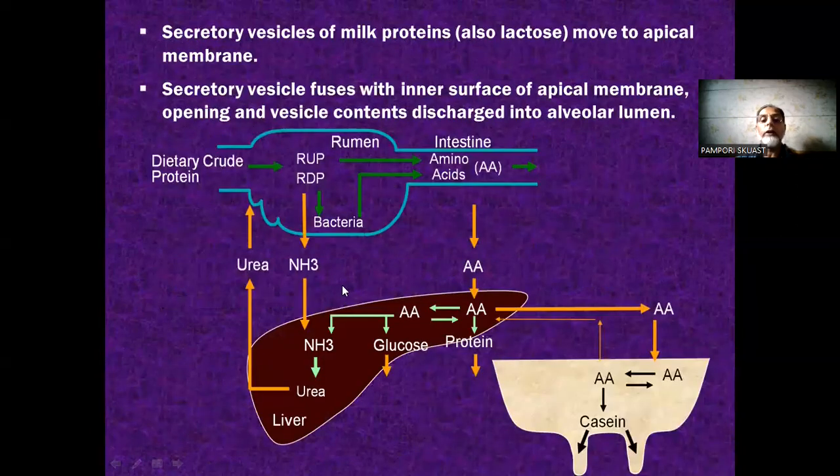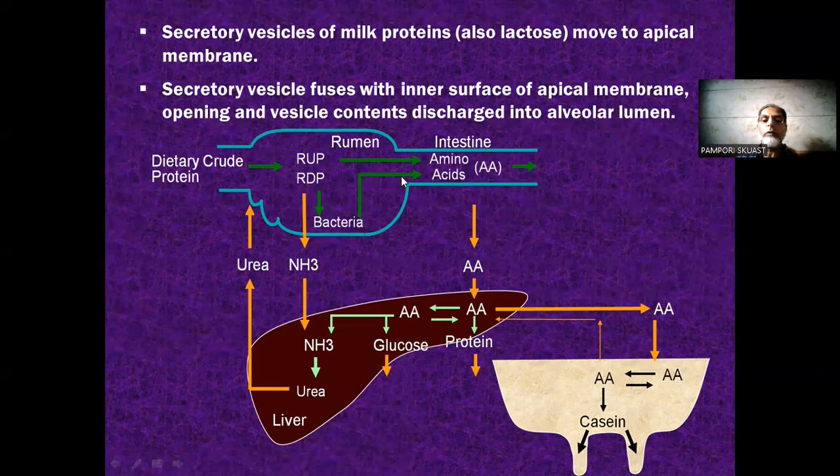Or you can find here dietary crude proteins, maybe rumen digestible or rumen undigestible proteins. If it's undigested protein, it will come into the intestine directly and get digested and absorbed as amino acids. Whereas the rumen digestible protein will change into urea, or rather ammonia. That ammonia will be taken by the bacteria, and they will produce their own bacterial protein.